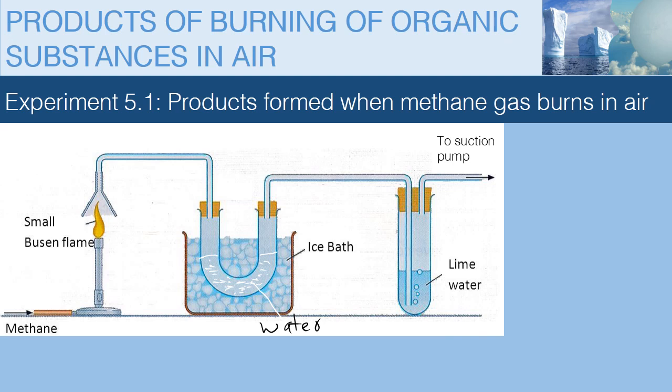When we move ahead to the test tube, another product of burning methane is bubbled through lime water and it forms a white precipitate. Do you remember which gas forms a white precipitate in lime water? I'm sure you do. It is carbon dioxide.